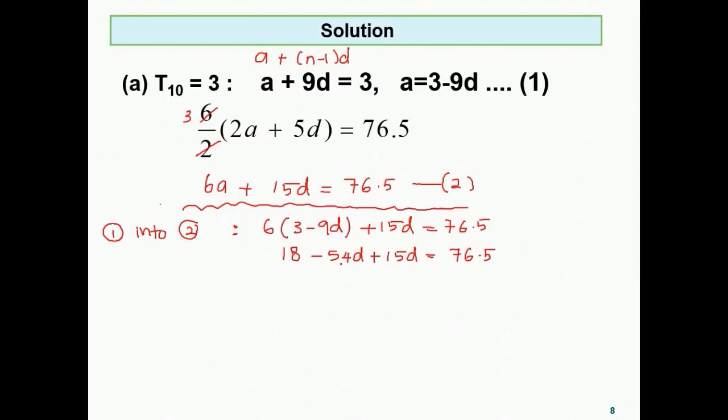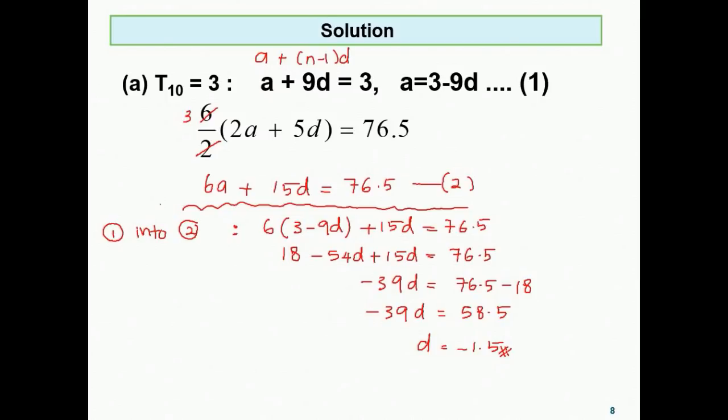Then negative 54d plus 15d is equal to negative 39d, and 76.5 minus 18. Bring the 18 to the right hand side. We have negative 39d is equal to 58.5. So therefore d is equal to negative 1.5.